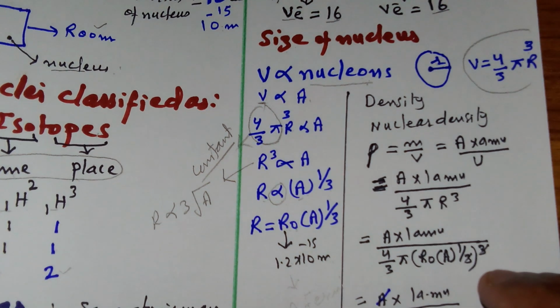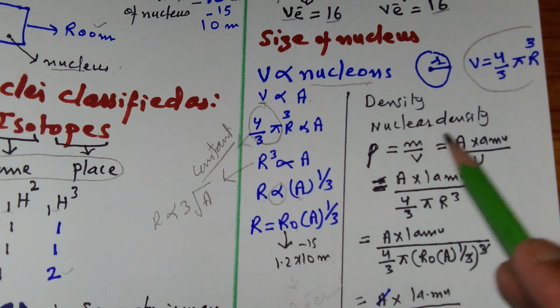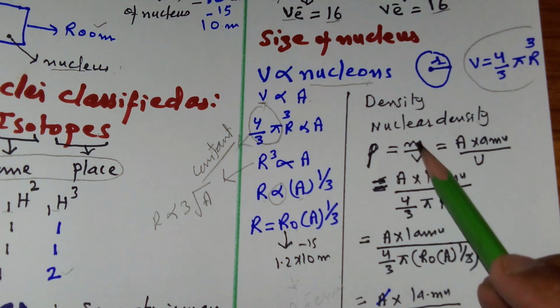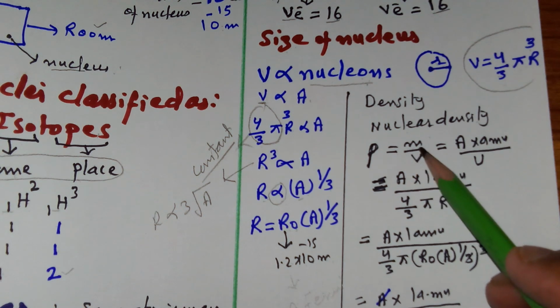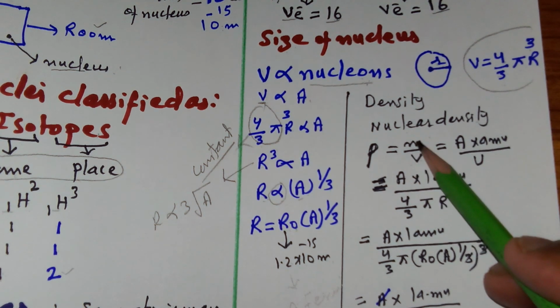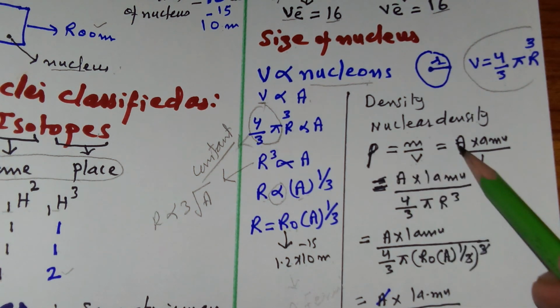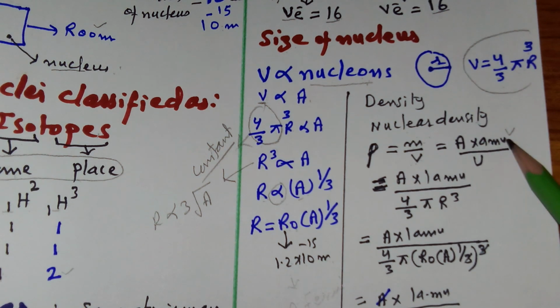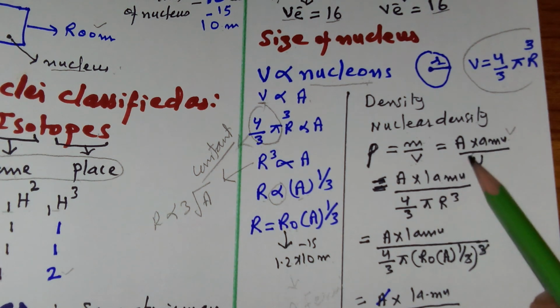If we talk about the density, what is nuclear density? Nuclear density we can define as the ratio of the mass of a nucleus divided by the volume. So it is a ratio of the mass over the volume. Density is represented by rho. So you can see here that the mass is the mass number A multiplied by 1 atomic mass unit, divided by the volume V.